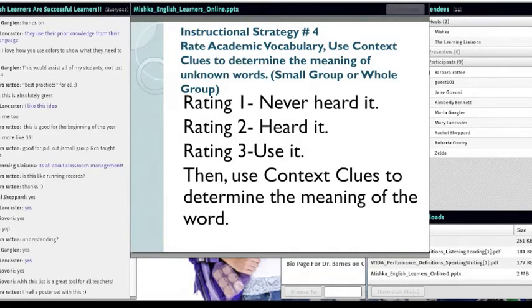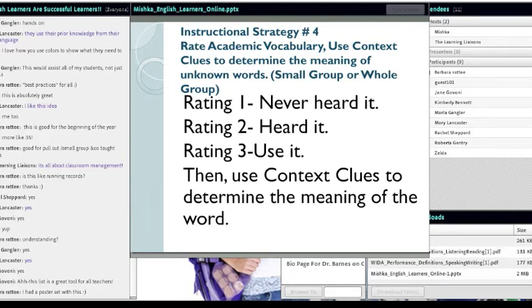Now, if the students rate it and say that they use it, they should be able to tell me the meaning of the word. And that's that accountability piece. Students should not be able to put their fingers up and say 3 and they have not ever heard this word. Because if they say, I'm giving it a rating of 3, they have to be able to tell me what that word means. Okay?